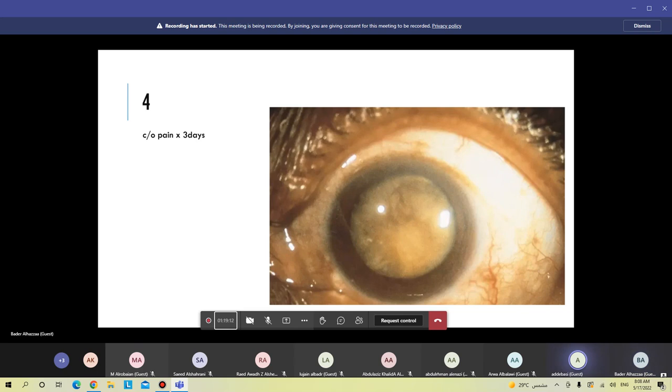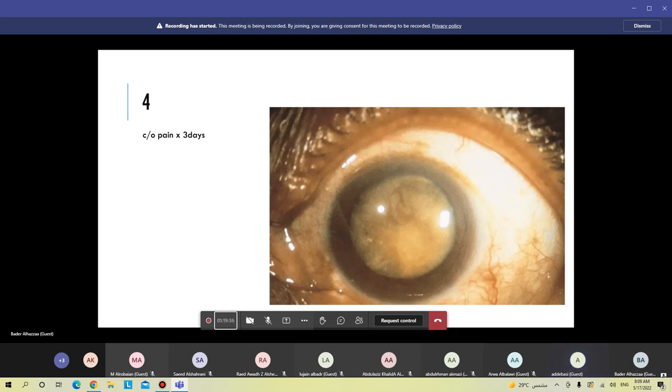Okay. This is a case of a patient complaining of pain for 3 days. This left eye slit lamp photo with diffuse illumination shows a mildly congested eye with a clear cornea and a dilated pupil with a mature white cataract.